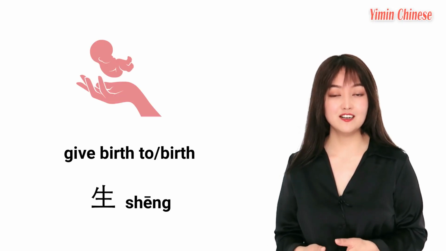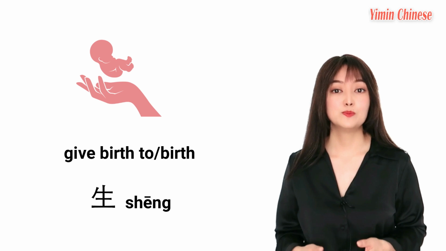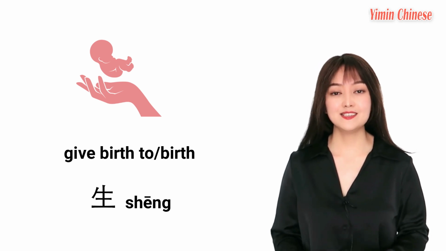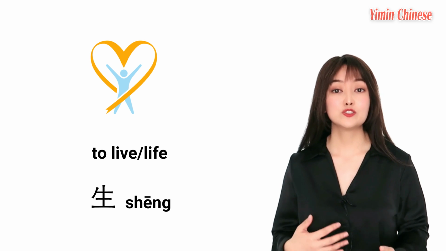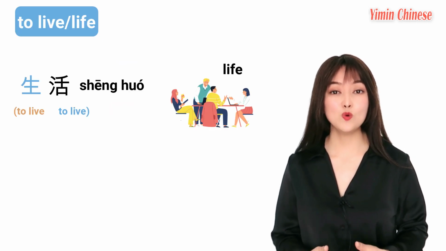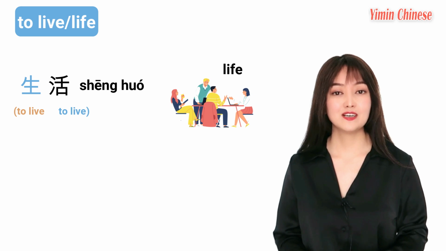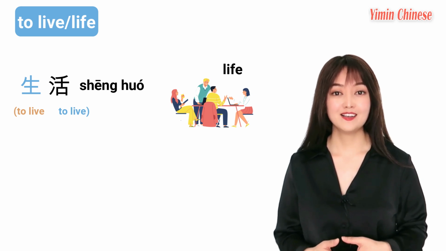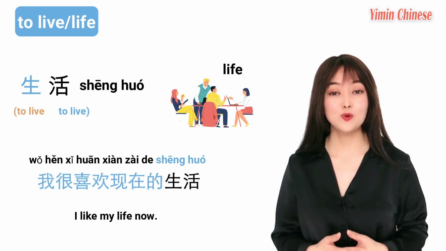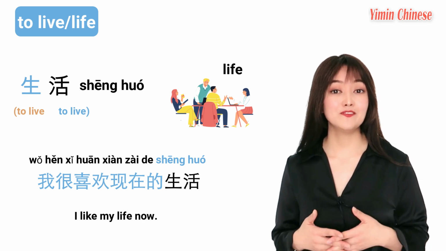So let's continue. We saw the character 生 had the meaning of birth, right? So it easily extended to the meaning of to live, life. We can see it in the word 生活, life. 生活，我很喜欢现在的生活。I like my life now.